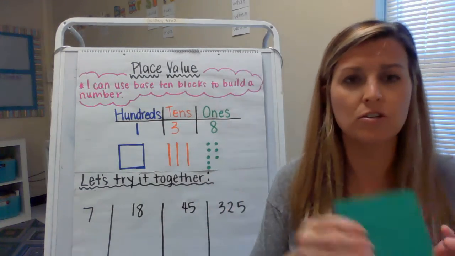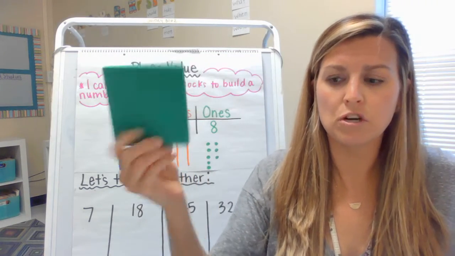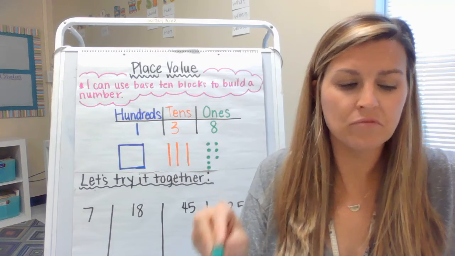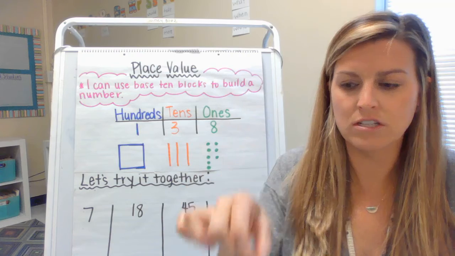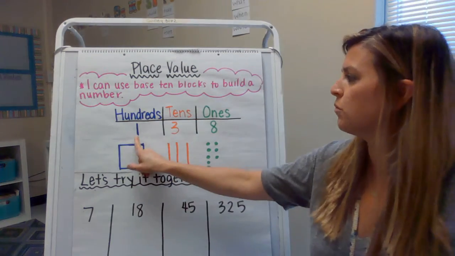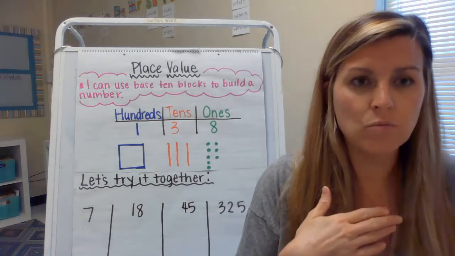I'm going to remind you, this is what a hundreds flat looks like when you're using your manipulatives. This is what a tens rod looks like. And then this is what your 1 unit looks like. Okay? So up here, I have the number 138. I went ahead and drew it as well.